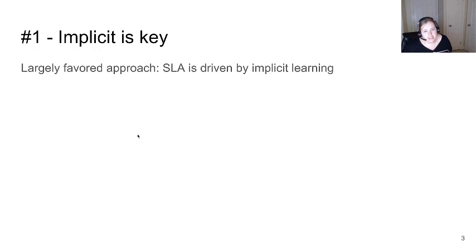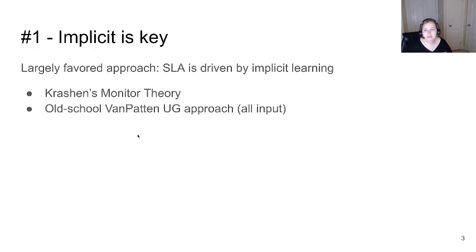So this position that says implicit learning is key in second language acquisition is, as you can see in front of you, a largely favored approach. VanPatten was pretty clear about this too. What that would mean is SLA is driven by implicit learning. The things that we're not aware of are actually what's building our linguistic system. At its core is Krashen's monitor theory. We've mentioned Krashen a couple of times, but when it gets into implicit learning and input, Krashen becomes suddenly extremely important. And input is going to show up in Q6, so to be continued.